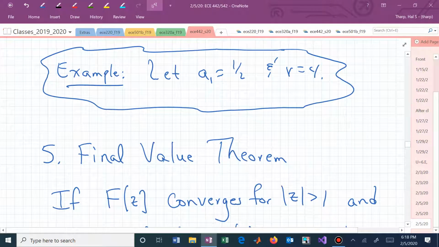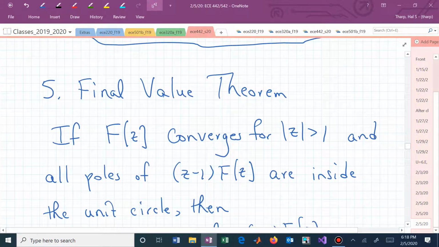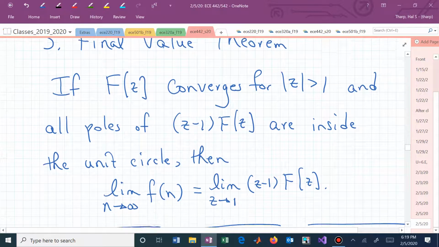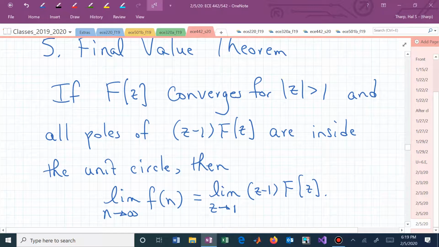One more property, final value theorem. And why do we want this? Well, this now allows us to maybe find the final value in the time domain without having to do all the inverse Z transforming. We can simply look at a limiting expression.